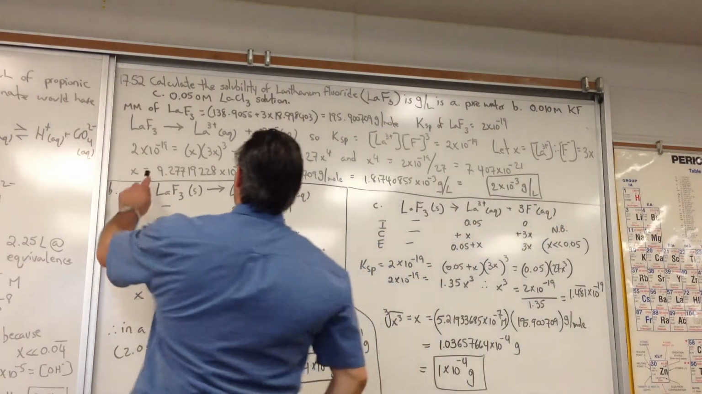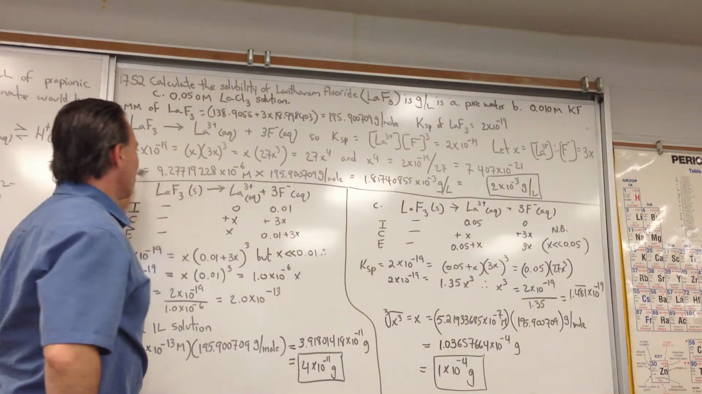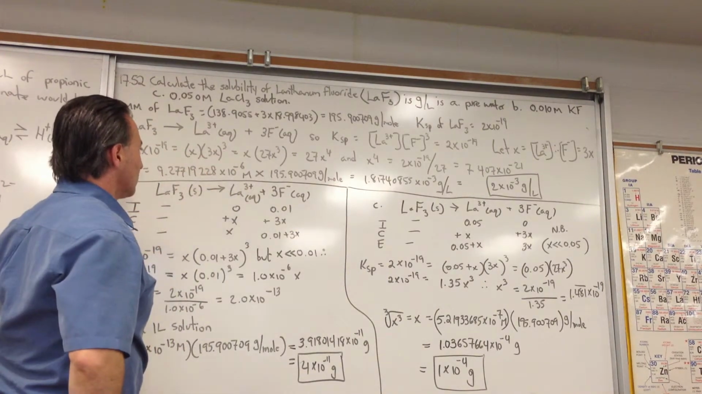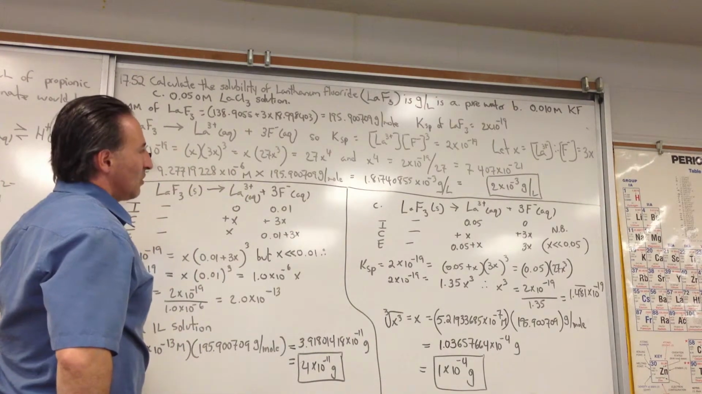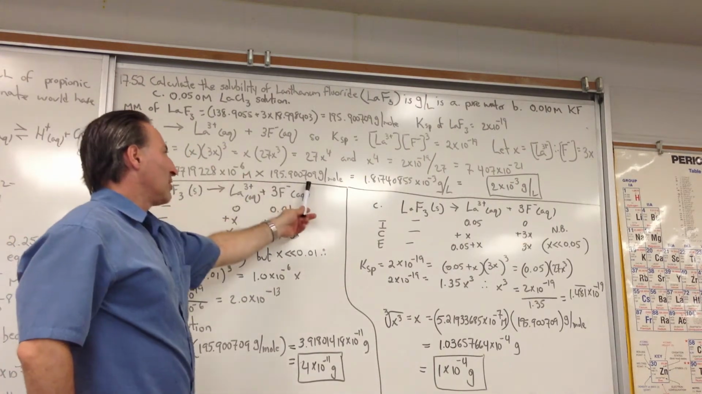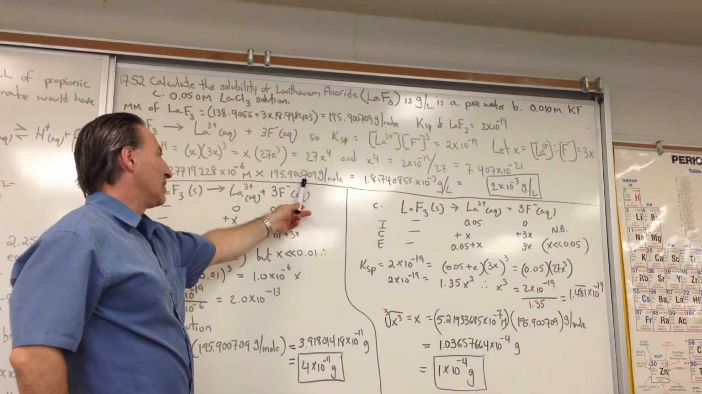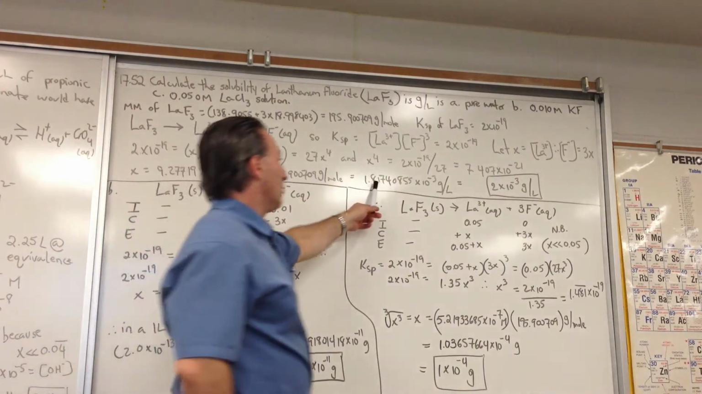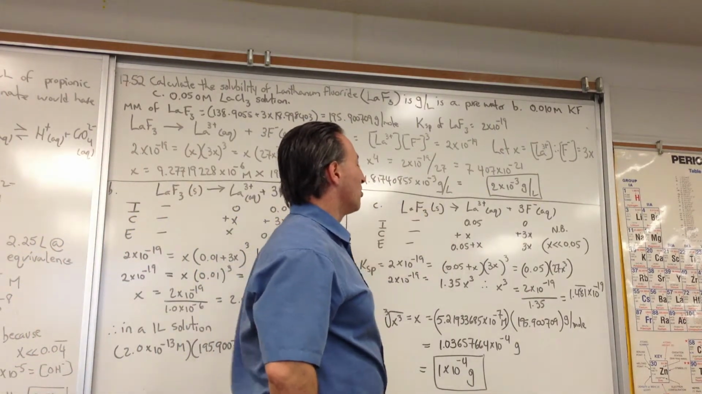Turns out to be 9.2 times 10 to the minus 6 molar. So that's the concentration of lanthanum fluoride that dissolves in pure water. But the question asks us how many grams in a 1 liter solution. So we multiply by the molar mass of the lanthanum fluoride, and it turns out we get 1.8 times 10 to the minus 3 grams per liter of solution.